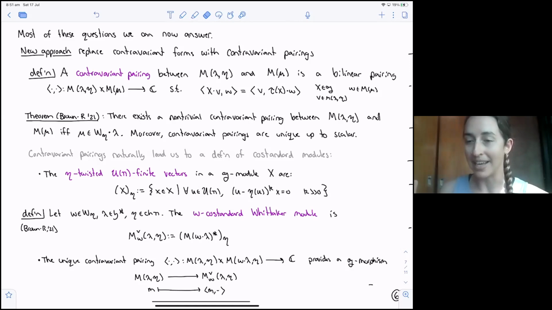Then we realized that we could take a subset of the full linear dual of a different module, the Verma module, because that was smaller. And that gave us a more reasonable definition.